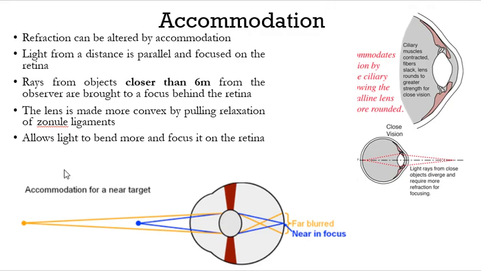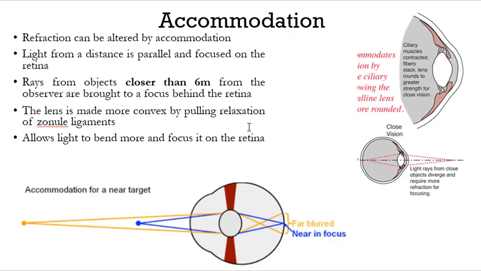But when you have rays that are closer than 6 meters, then you see that the observer has that focus behind the retina, okay? And therefore the rays have to be converged more. Okay, so how does this happen? The lens itself has to become more convex. And when it's more convex, it then converges these rays at the retina point by reducing the focal length.